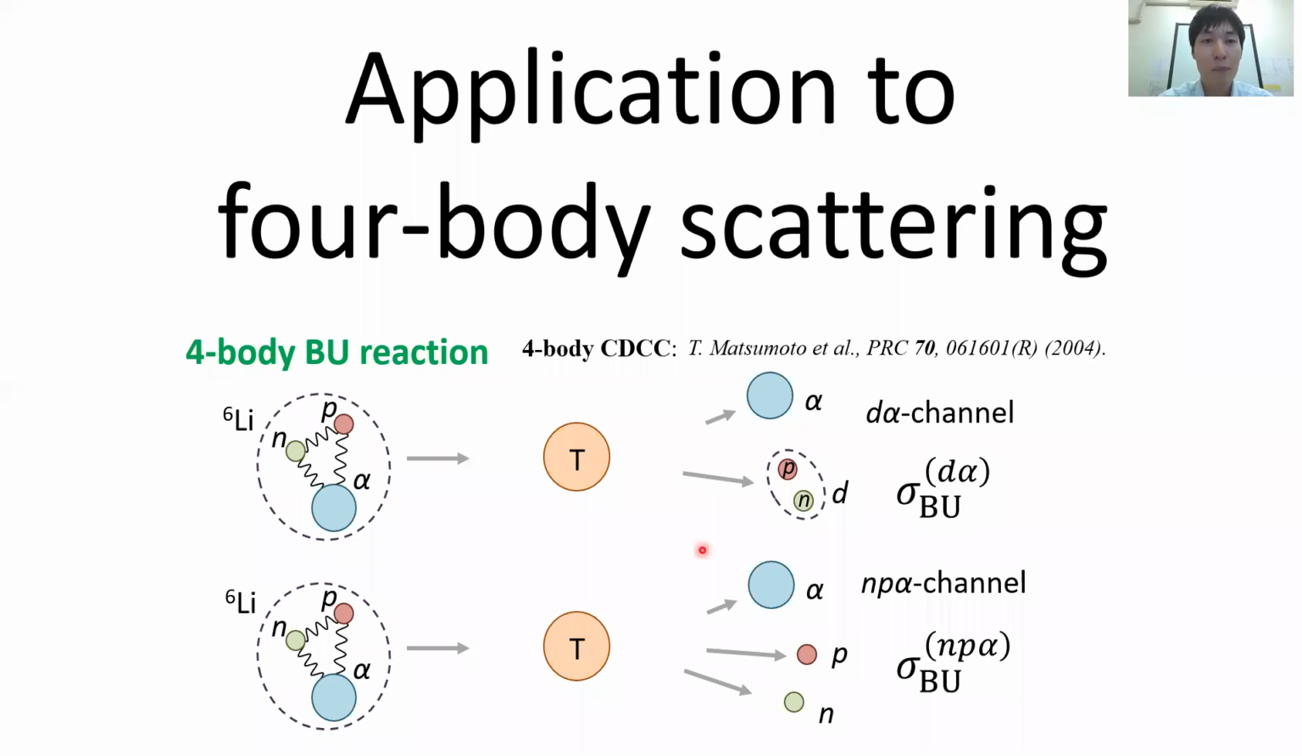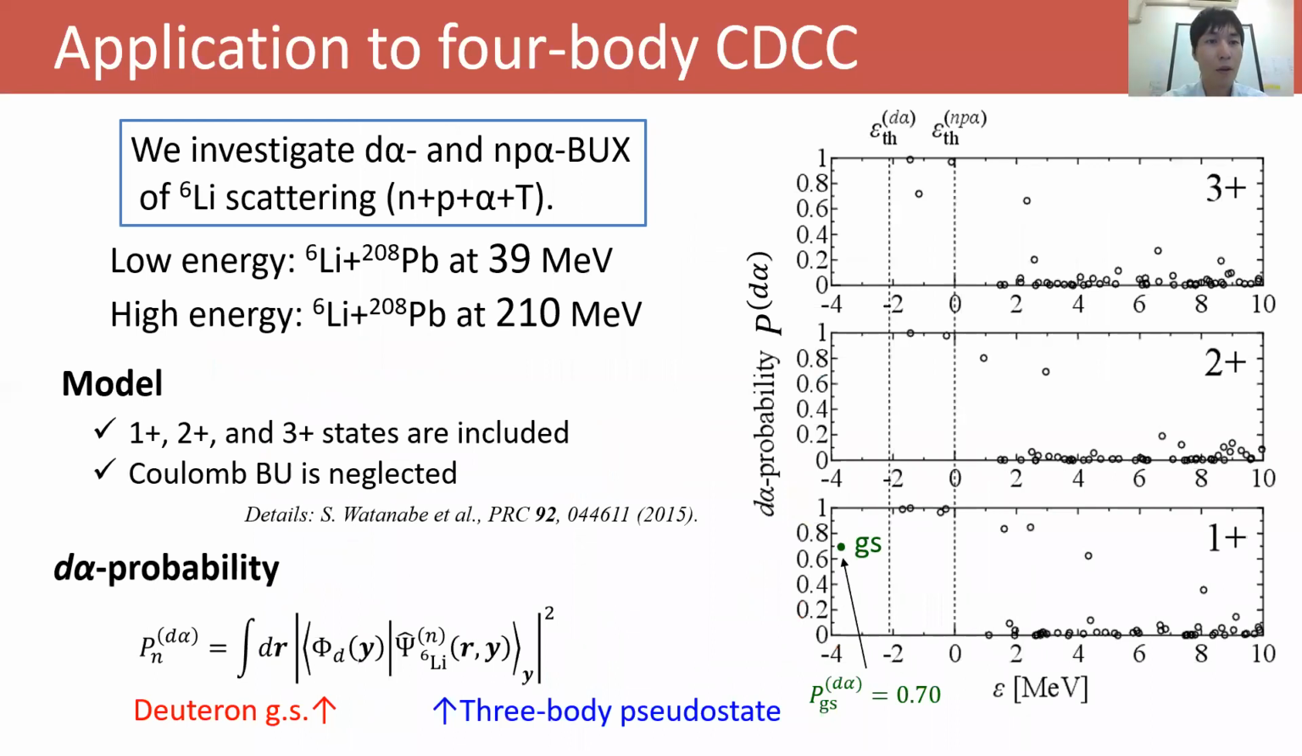Okay, finally, we will apply the P-separation to lithium-6 scattering and discuss the four-body dynamics. We investigated the D-alpha and the NP-alpha breakup cross-section of lithium-6 scattering in the framework of four-body CDCC. We consider these two scatterings: lithium-6 plus lead-208 scattering at 39 MeV and at 210 MeV. In this model, we took 1 plus, 2 plus, and 3 plus. And as a first trial, we neglect the Coulomb breakup.